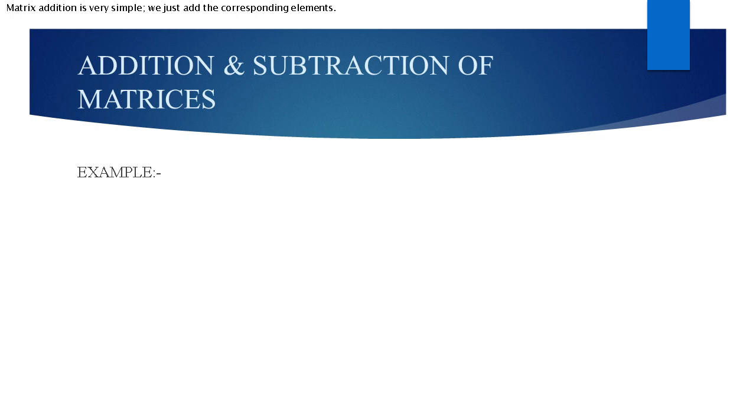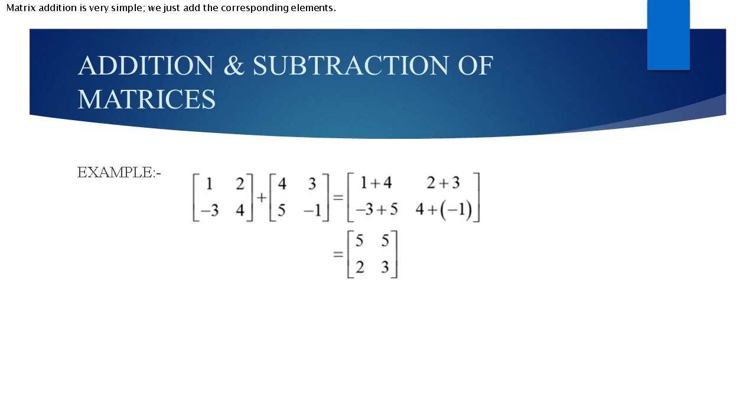Let's see the example. For the example of addition, two matrices are given which you have to add. So 1 plus 4 equals 5, and the second element, 2 plus 3 equals 5. Next the third element, minus 3 plus 5 equals 2. Next, 4 minus 1: 4 plus minus becomes minus, so 4 minus 1 equals 3. In this way you will add the two matrices.